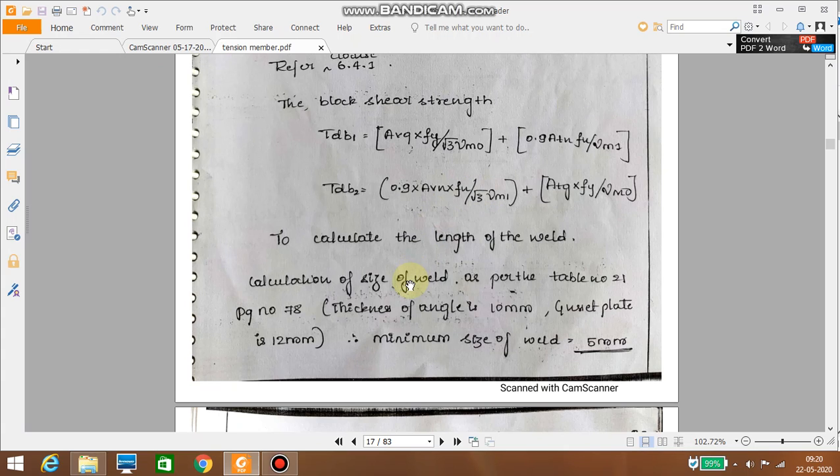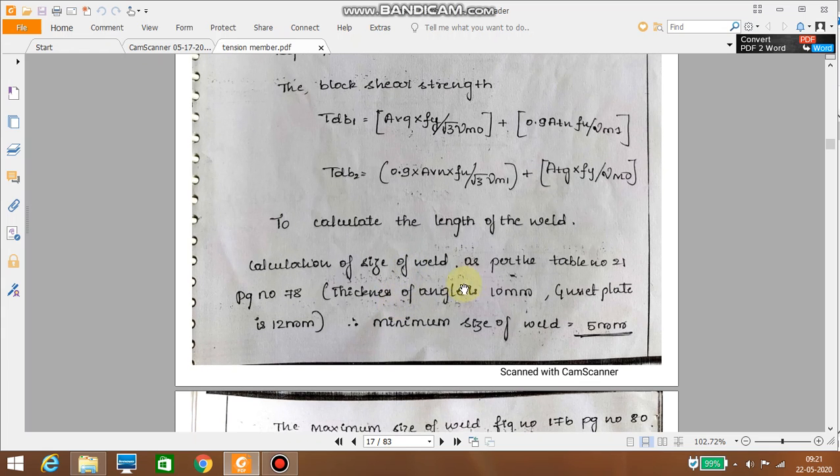However, the size of the weld is not given in this particular problem. So whenever the size of the weld is not given, it is our aim to find out the size of the weld and also the total length of the weld. They will be used for the further calculations.